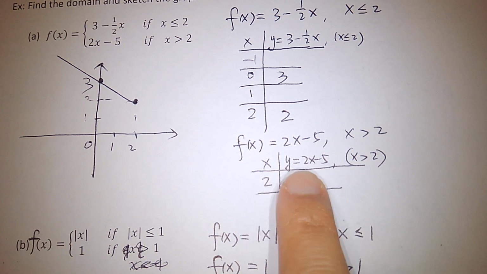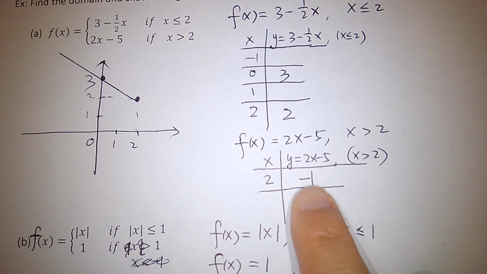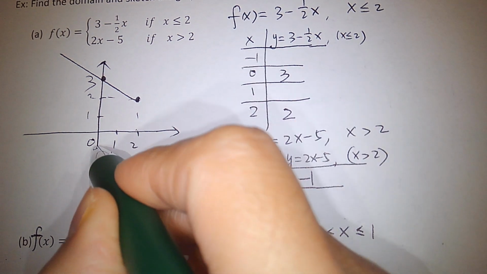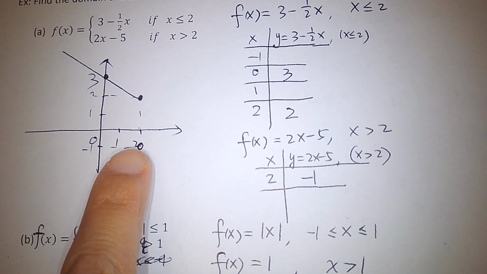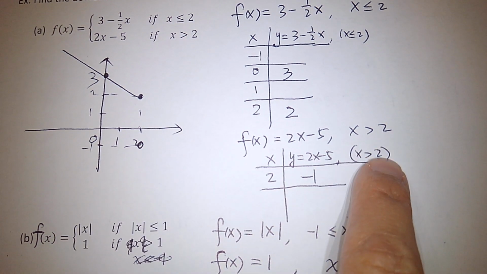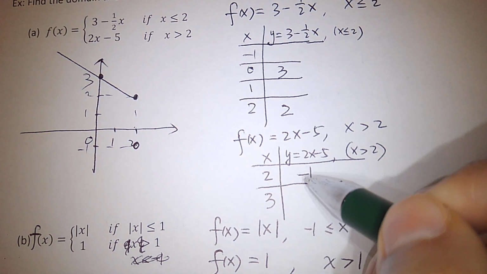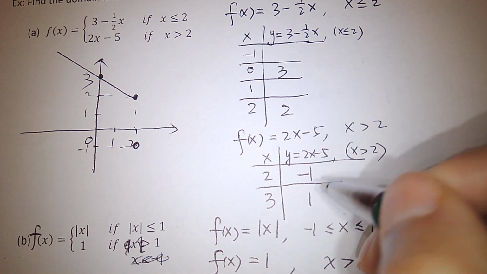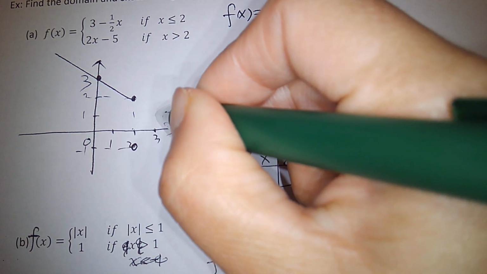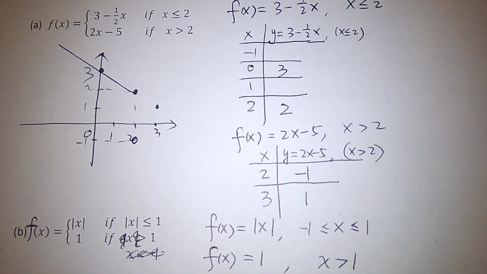When x equals 2, what is the y value? Negative 1. So the point is 2, negative 1, which is here. But for this point, can we use a solid dot? We have to leave it open, because x cannot be 2. X has to be greater than 2, right? So can we choose x equals 3? And see whether we like this x value. 2 times 3 is 6, 6 minus 5 is 1. So 3, 1 is here, which is this point, right? Two points determine a straight line, right?